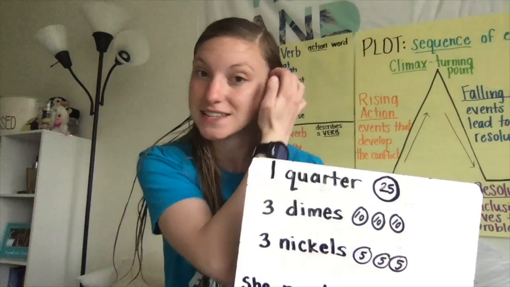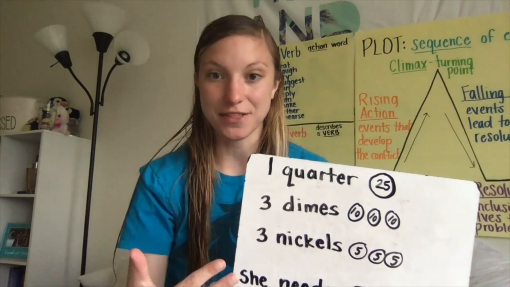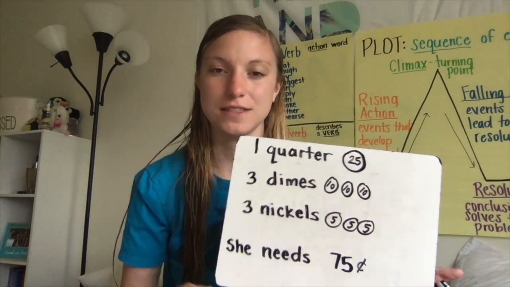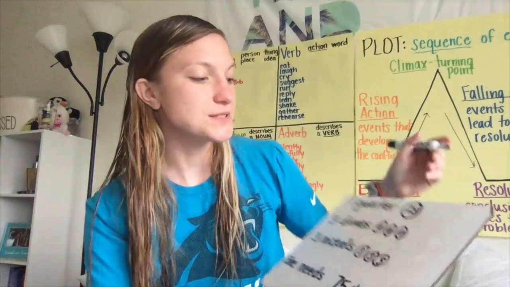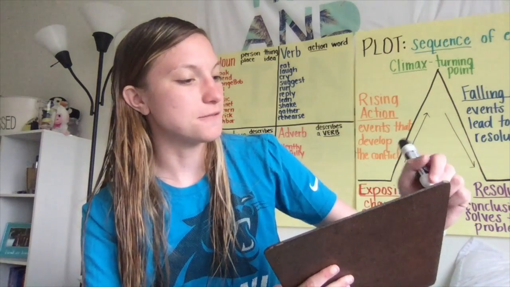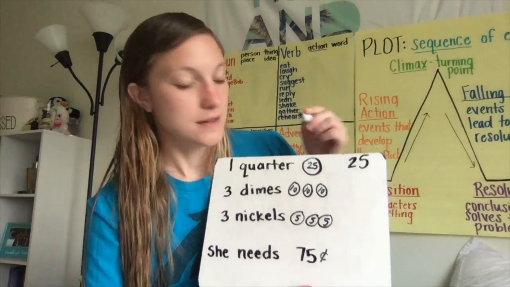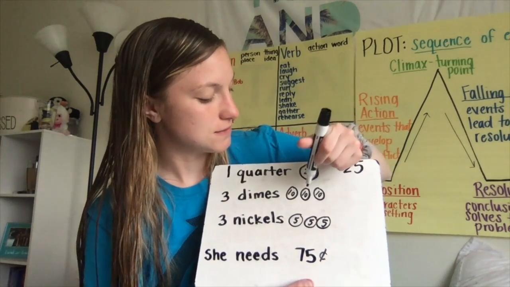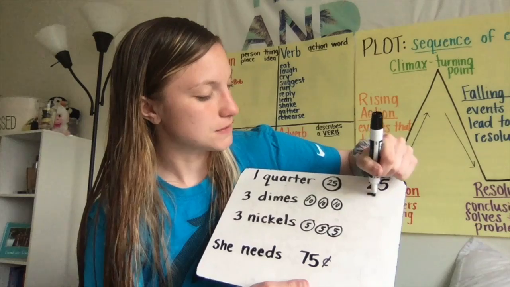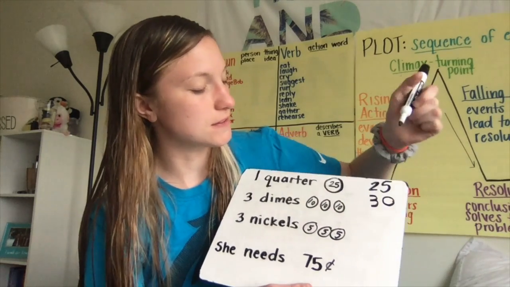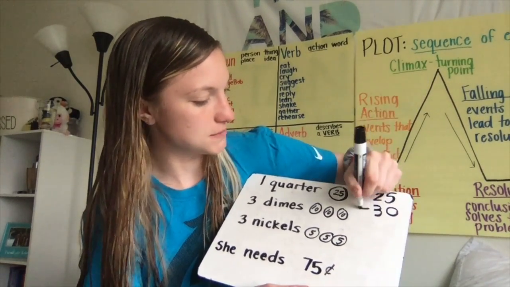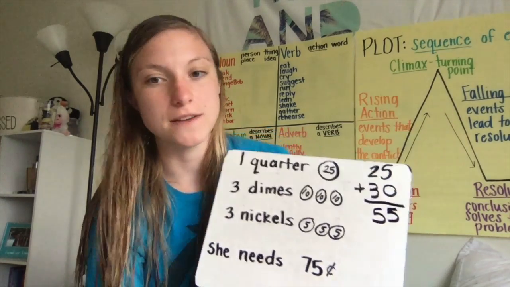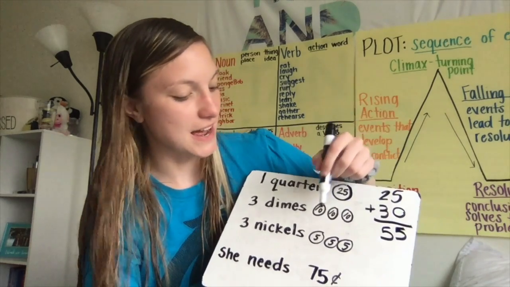Now that's great, but we don't know the total amount of money that she has with her coins. So we need to add all of this together to figure out how much money she has and see if she has enough to buy the stickers. So if I add 25 from our quarter, and we have 3 dimes that are 10 each. So I can add those together: 10, 20, 30. So we have 25 cents for the quarter, 30 cents from the dimes. So far she has 55 cents.